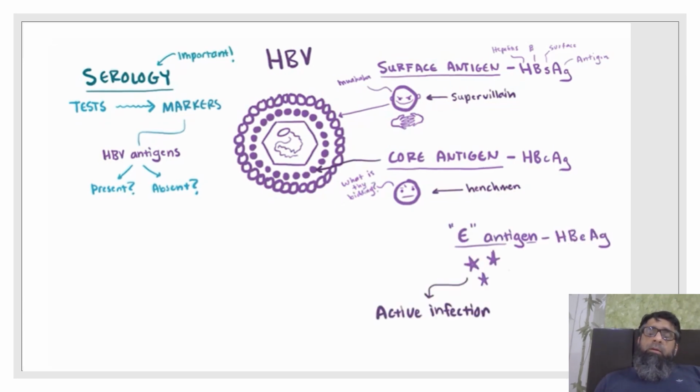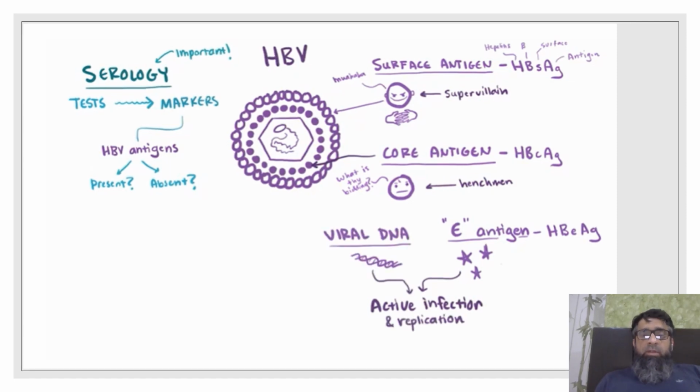Then there is hepatitis E antigen, which shows viral replication and acute or active infection. Then there is viral DNA, which may be present or absent, which shows infectivity of hepatitis B. So we have a group of things which should be remembered. One is hepatitis B surface antigen, that is the supervillain. Then the hepatitis B core antigen, which is basically a henchman. Then the E antigen, which shows active infection and replication. And then the virus DNA, which shows infectivity of hepatitis B.